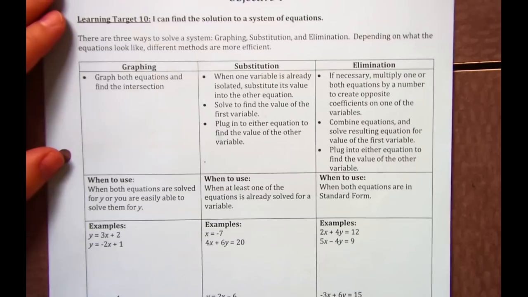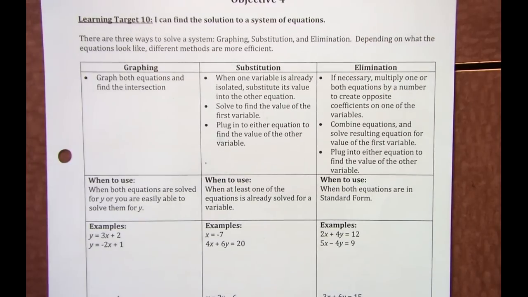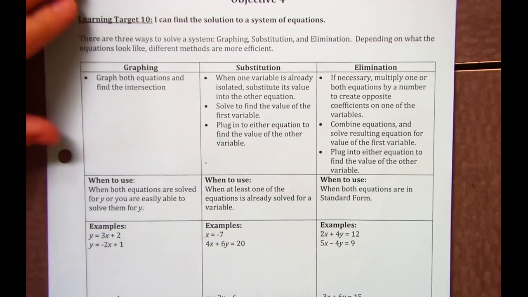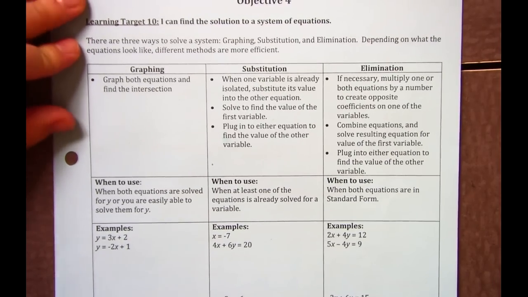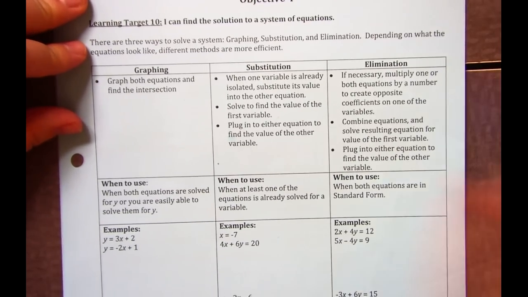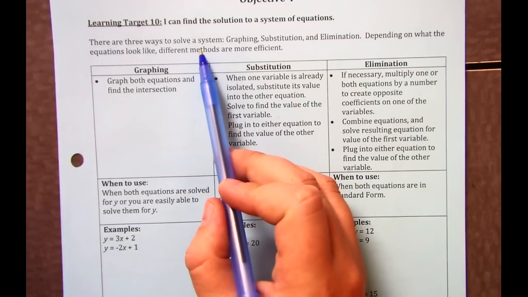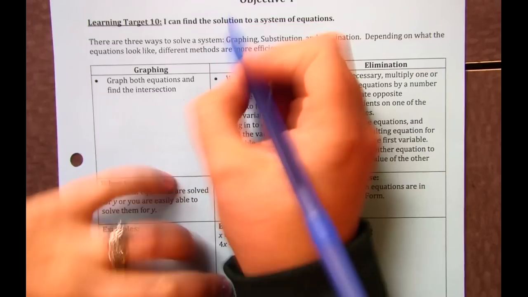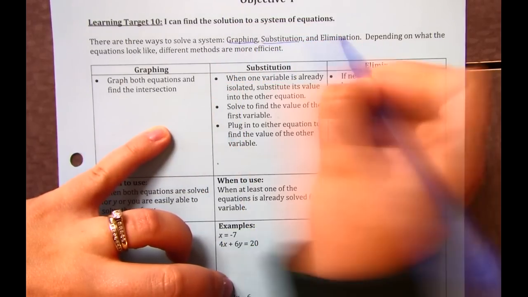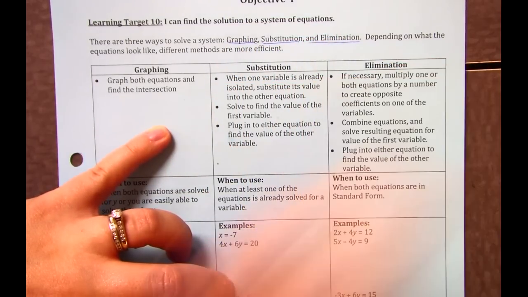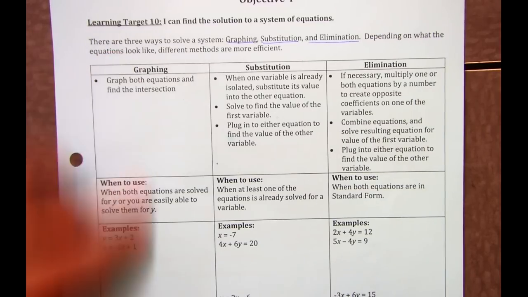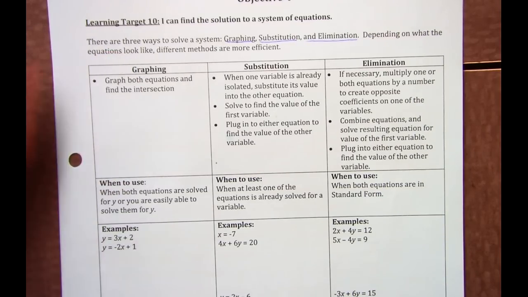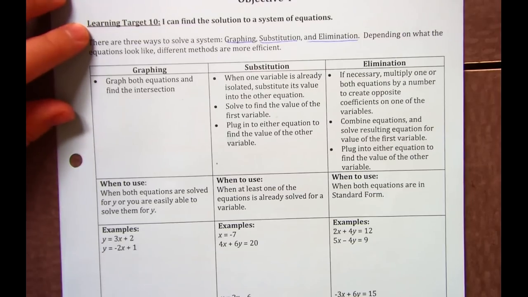So learning target 10 says I can find the solution to a system of equations. However, that is a really big learning target because there are three ways to solve a system of equations and find a solution. There's graphing, there's substitution, and there's elimination. So in this video, we're just going to talk about graphing. So we can consider this video Learning Target 10, Part 1, Graphing.